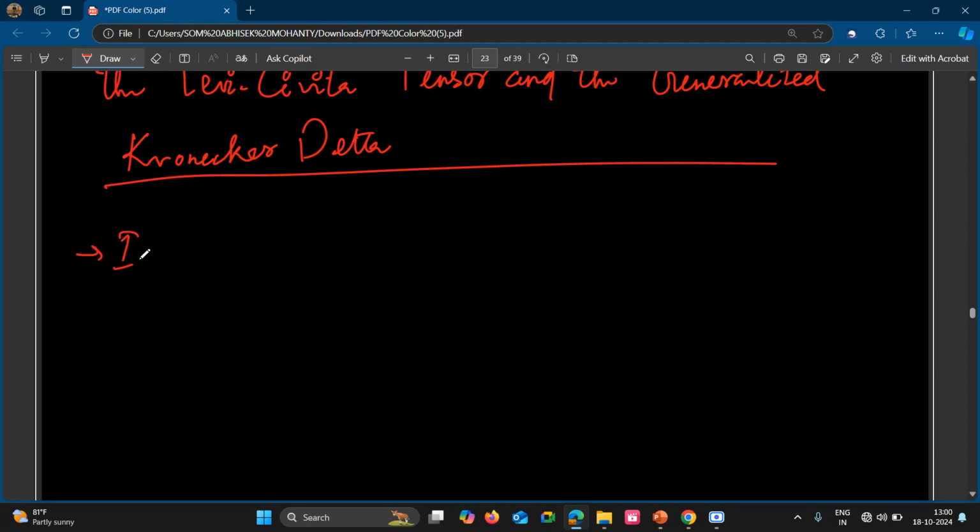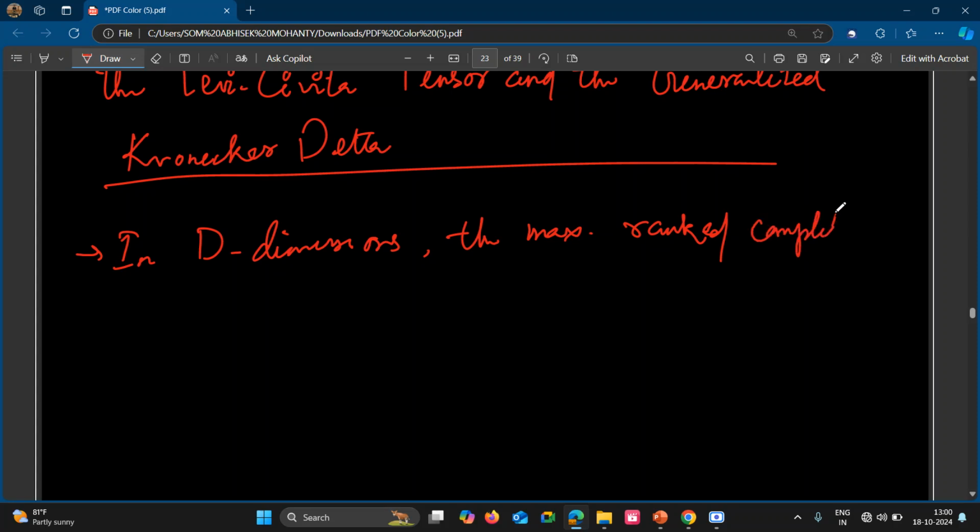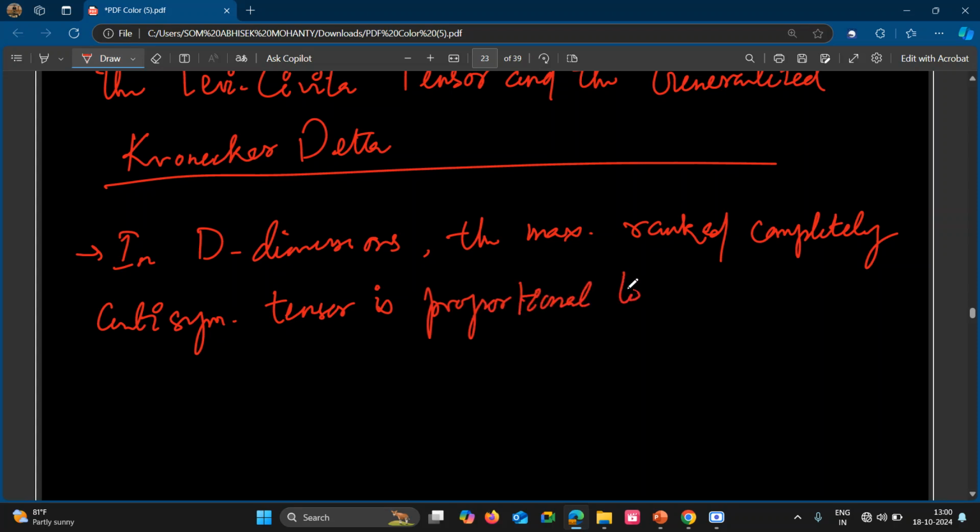Right on this point, in capital D dimensions, the maximum rank completely antisymmetric tensor is proportional to the Levi-Civita tensor. Which is defined by what?